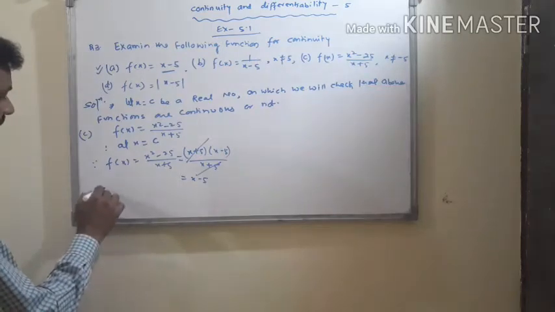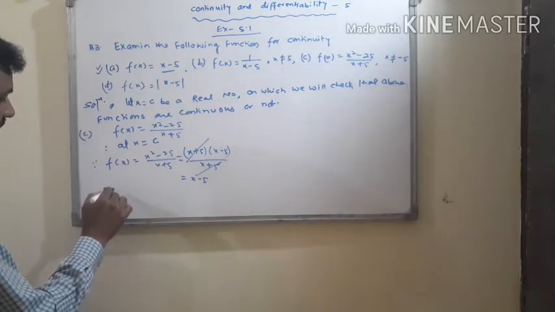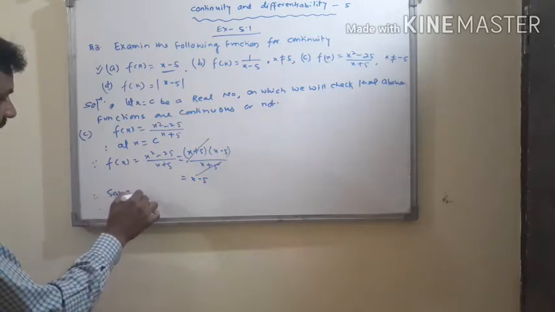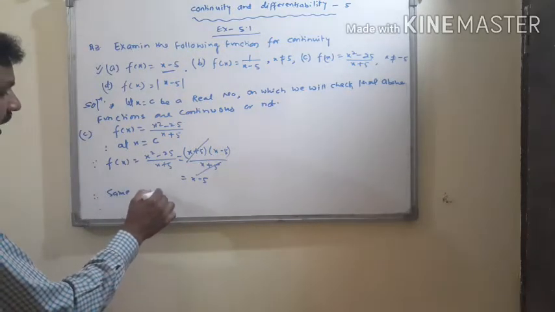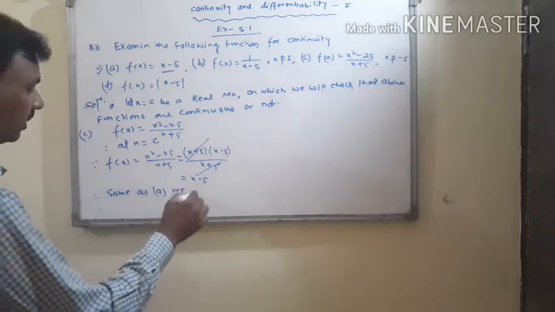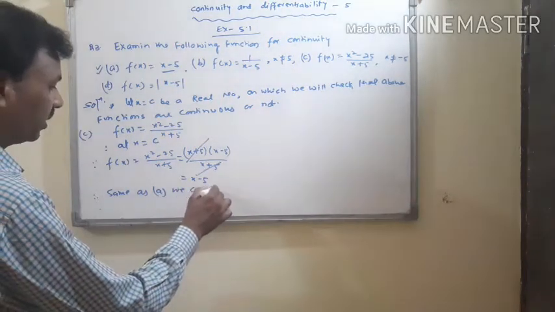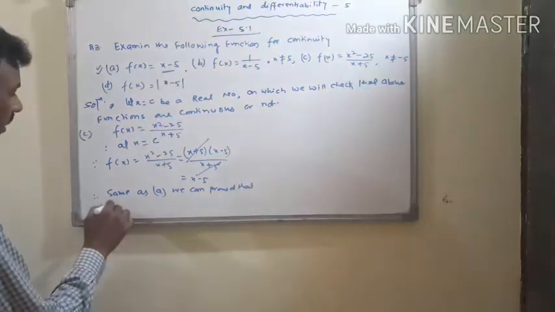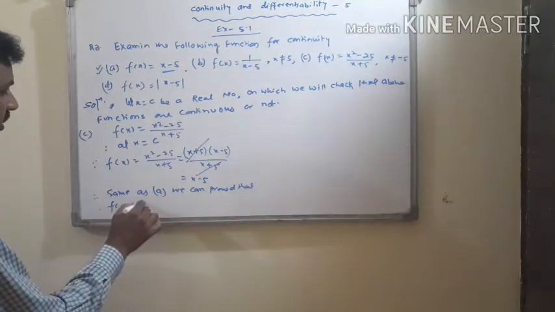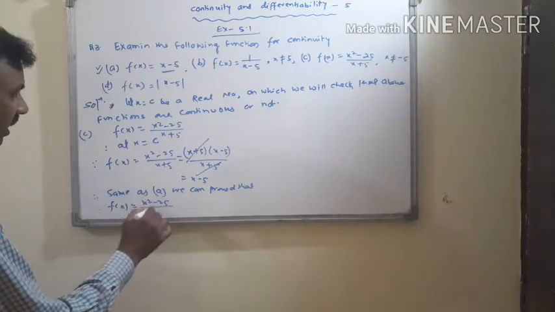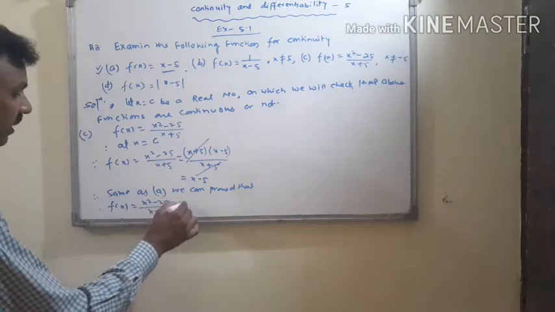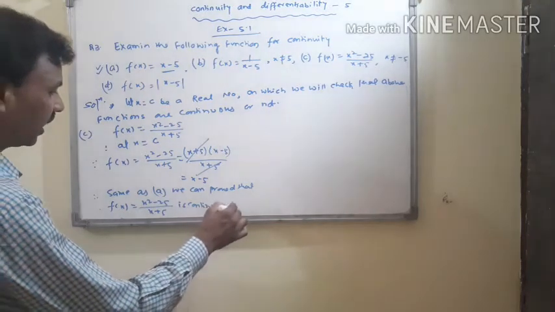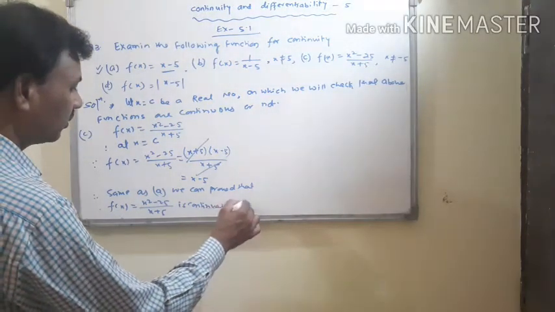Therefore, same as part A, we can prove that f of x equal to x square minus 25 upon x plus 5 is continuous at x equal to c.